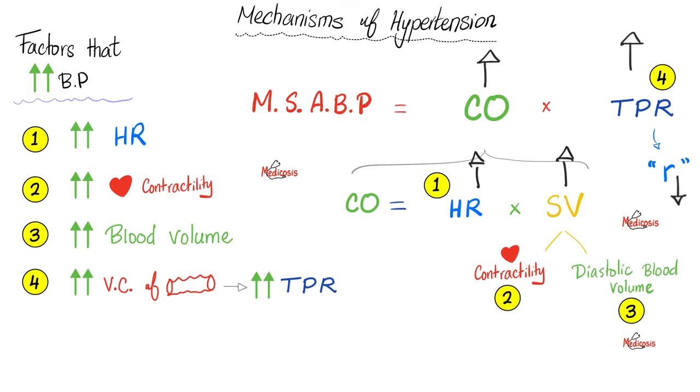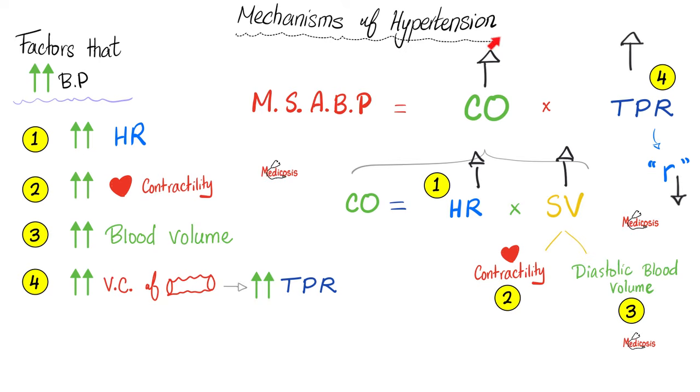So what controls stroke volume? The contractility of the heart, which is the force of contraction, and the diastolic blood volume. In other words, it's the volume of your blood. In other words, it's the venous return that returns back to the heart. It's the input to the heart. And if the input is high, the output will be high. And if the cardiac output is high, the mean systemic arterial blood pressure will be high, and this is hypertension.